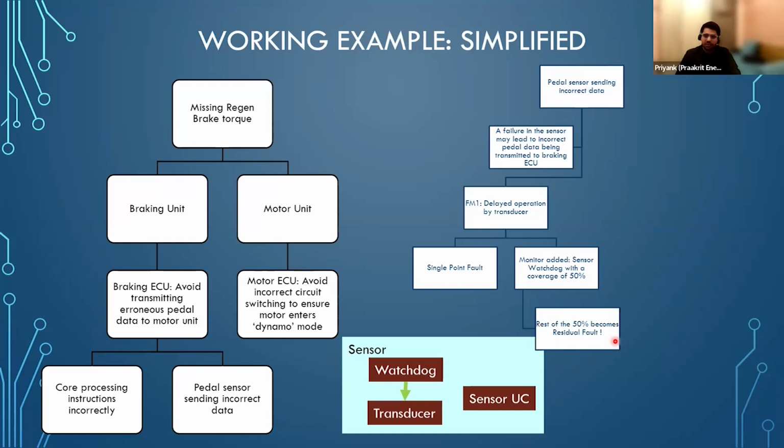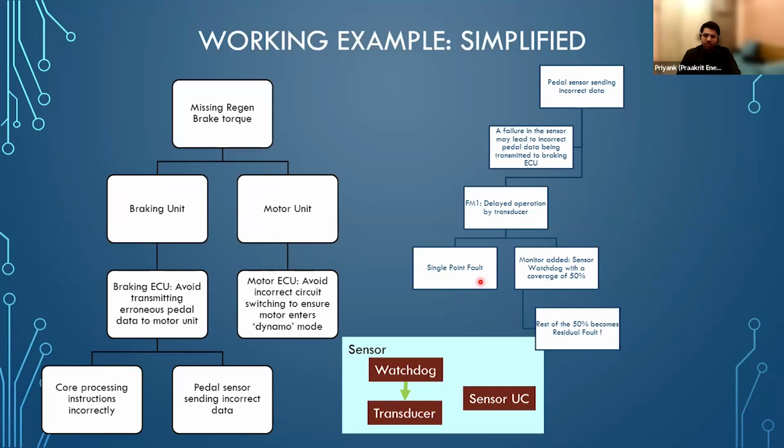I know this was a lot. So we took a failure mode. This was initially a single point fault. We added a monitor, and these faults became residual faults. The assumption here is that we considered only FM1. There could be many more failure modes for the sensor, but again, I'm taking a smaller insight.